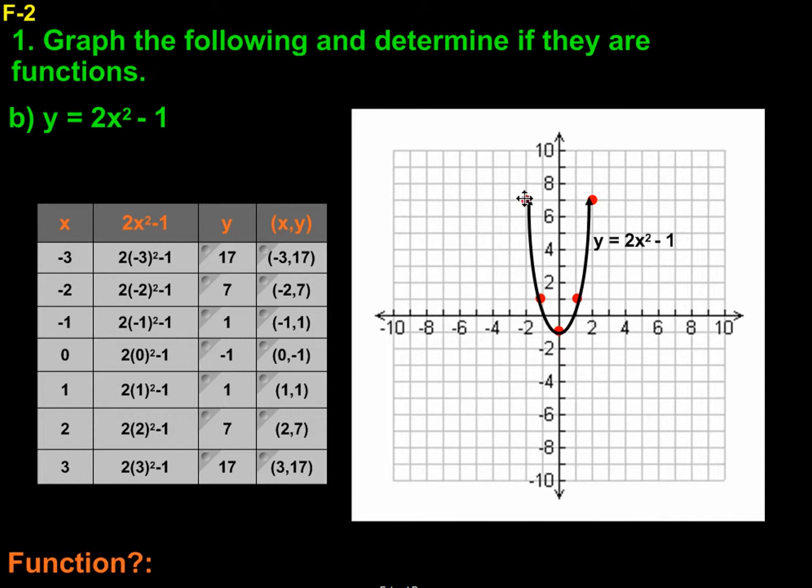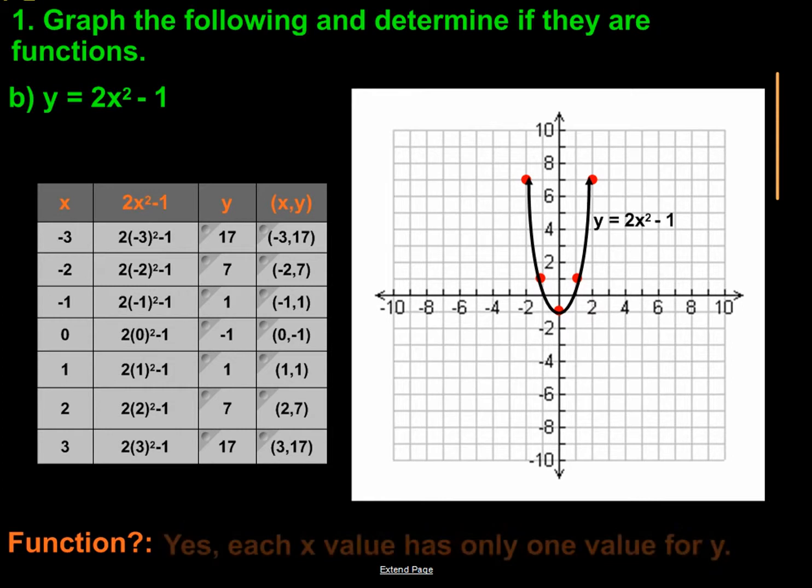But if I wanted to focus on the graph, I could also use the horizontal line, which I'll create one right here just to look at. If I take this horizontal line and move it through, you can see that at no point does my horizontal line, this orange line, touch the curved line in two places at once. It's only intersecting it at one place at any given time as I slide it across. So that also is an indication that this is in fact a function. And we have yes, because each x value has only one value for y.